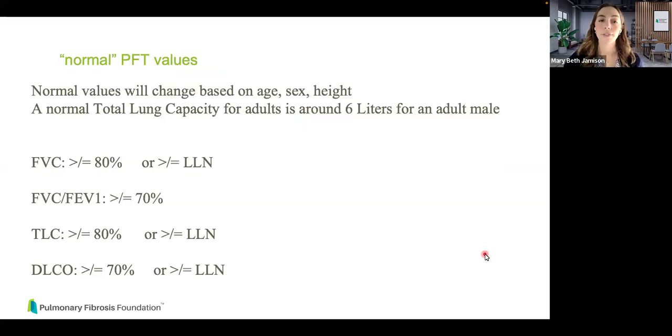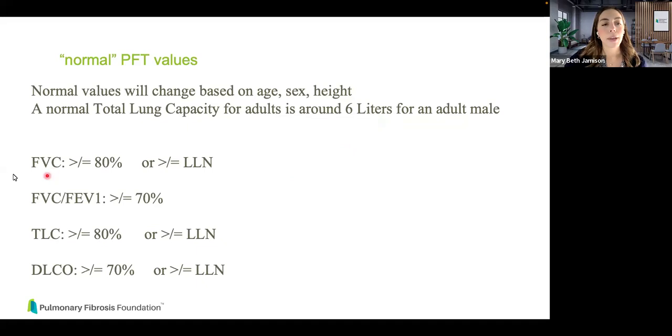When we talk about normal PFT values, this is just a general guideline. Normal values, of course, will change based on your age, your sex, and your height. And each of your pulmonary function test reports should have a little section where you'll see LLN, the lower limit of normal, and the upper limit of normal. So that's a general guideline on each report that will tell you where you should maybe be falling in this range. But in general, the normal total lung capacity for adults is around 6 liters, and that's for an adult male. So that can change based on your age, your sex, and your height. But that's a general guideline for a total lung capacity.